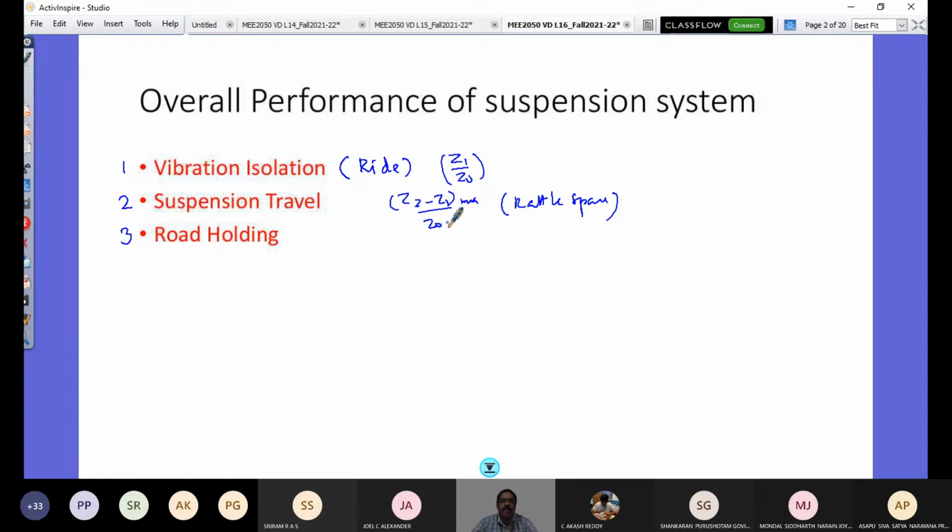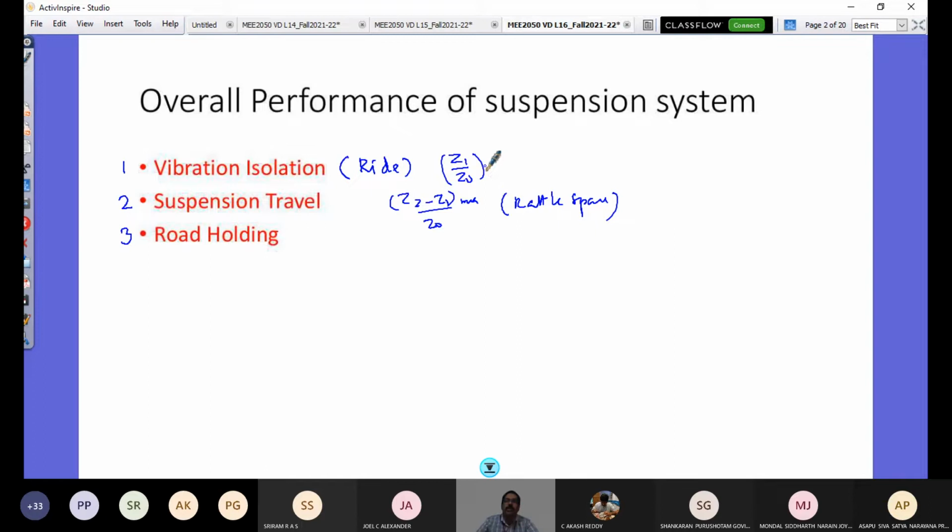If that is more, that means there is more travel. That means there can be a hit by the stoppers, and that is not preferred in the vehicle. So wheel hop will go and the unsprung mass may hit your rebound or bump stops. That is not preferred. So that's what is to be minimized. So all three quantities are to be minimized.